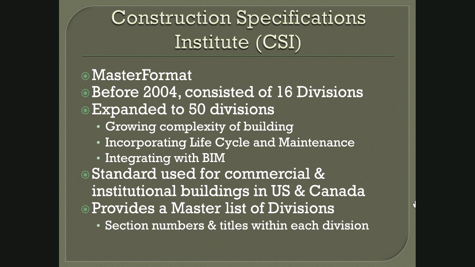And then this is a standard used for commercial and institutional buildings in the US and Canada, not for residential. Residential specs are often just typed out on the sheets with the plans, etc. And part of the reason it's really important to be real strict in institutional and commercial buildings is you usually have to competitively bid them. And if it's an institutional building, you have to take the lowest qualified bid. So you want your specs to be really tight so that they're not substituting something that you don't want.